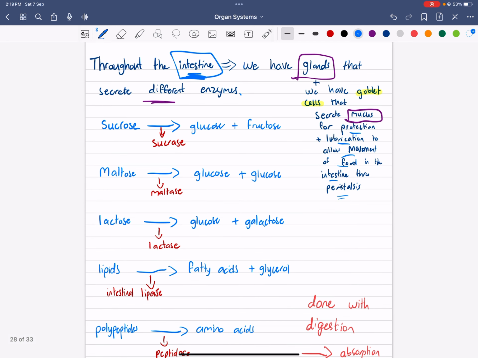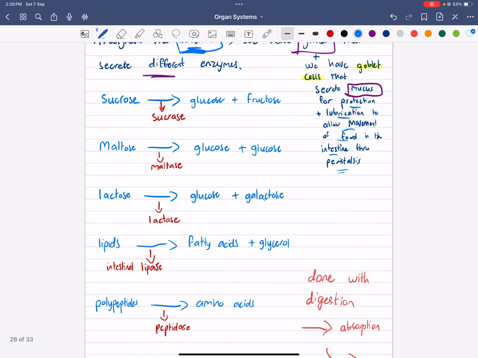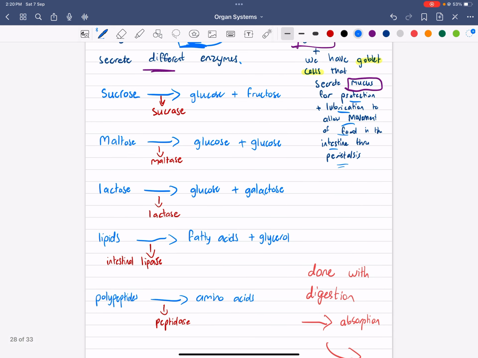Now, what are the digestive enzymes that the small intestine releases? This is also another table. You guys have to know it. Now, there's a small tip for you guys. Usually, enzymes are named based on their substrate. So, sucrose. What's the enzyme going to be called? Sucrase. Enzymes usually end with ASE. So they basically take the name of the substrate and add ASE at the end.